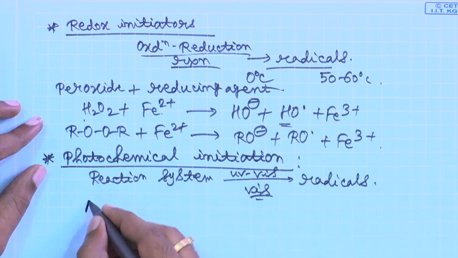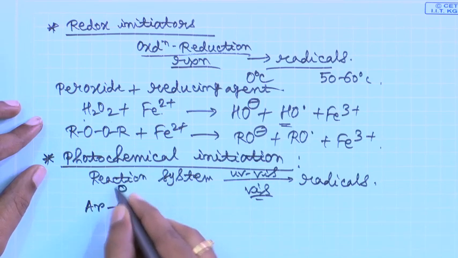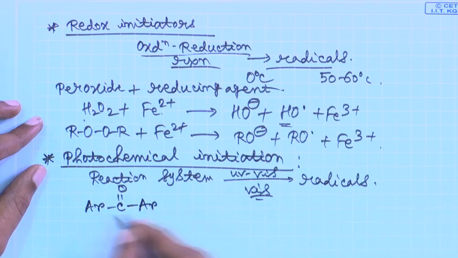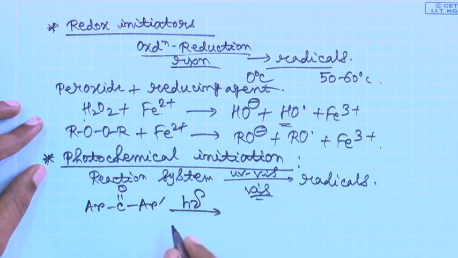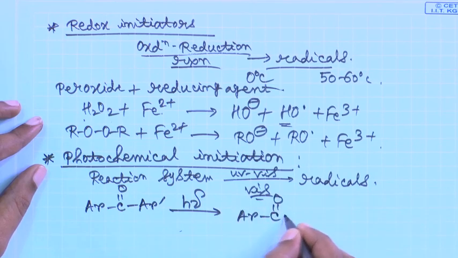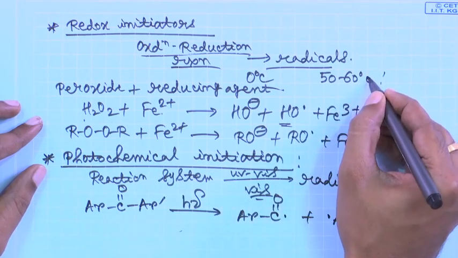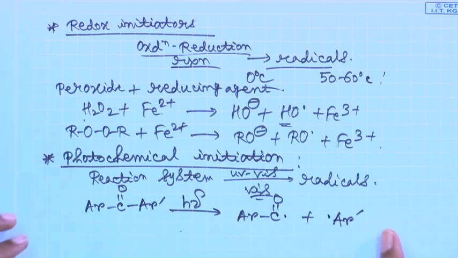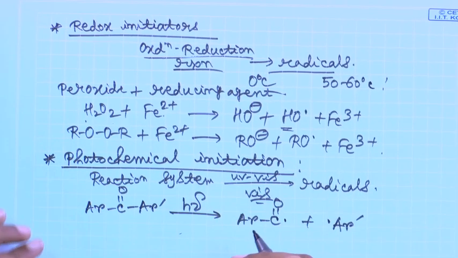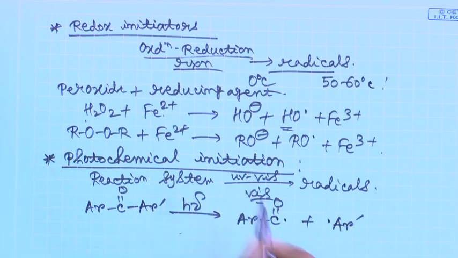So, typically you are using ketones like this, one aryl group and another aryl group, aromatic units. H nu indicates you are putting in light, and then you can have this kind of stuff, CO dot plus Ar dot, Ar prime. Okay. So, that tells you about different kinds of initiators that you can use.